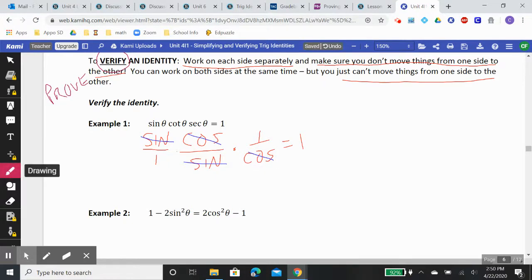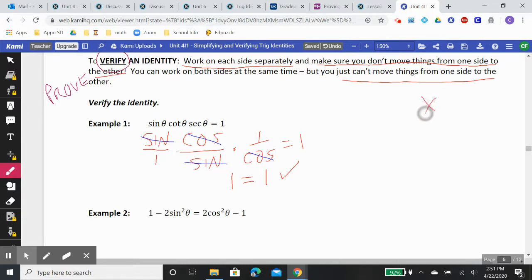So what are we left with on the left-hand side? We're just left with 1 equals 1. Check. I like to always put a check at the end to show that I have verified this trig identity. So we have proved or verified that the left side equals the right side. It's just like we're doing an equation with regular algebra. It's doing the same thing. You're finding out what x is to make the left side equal the right side.